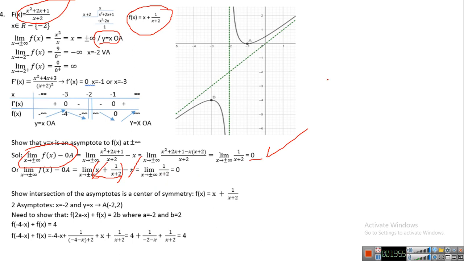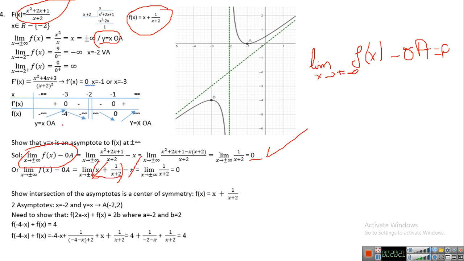which is 0. So always in the question, to show that you have an oblique asymptote, you must show that the limit as x tends to plus or minus infinity of f of x minus the oblique asymptote must be 0. If you have the answer equal to 0, you have shown that y equal, for example, whatever, is an oblique asymptote. Show that the intersection of the asymptotes is a center of symmetry.